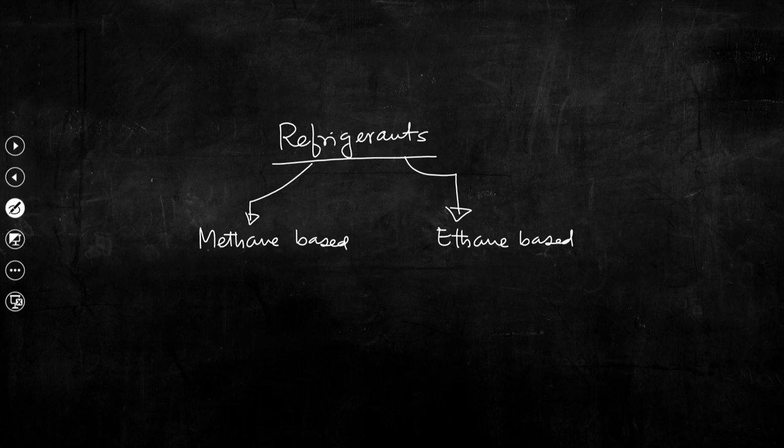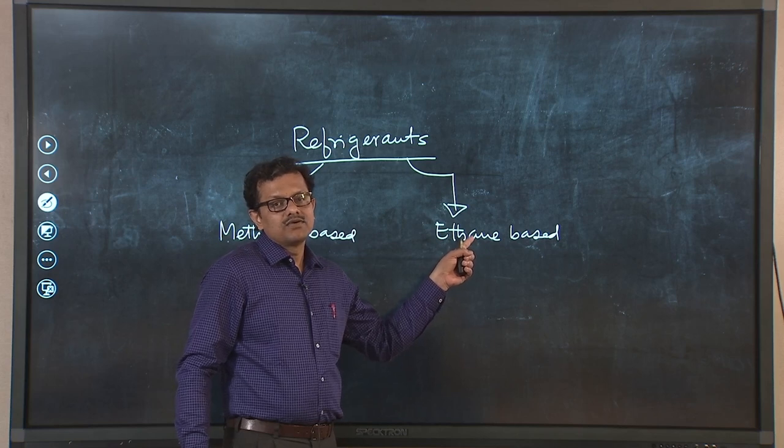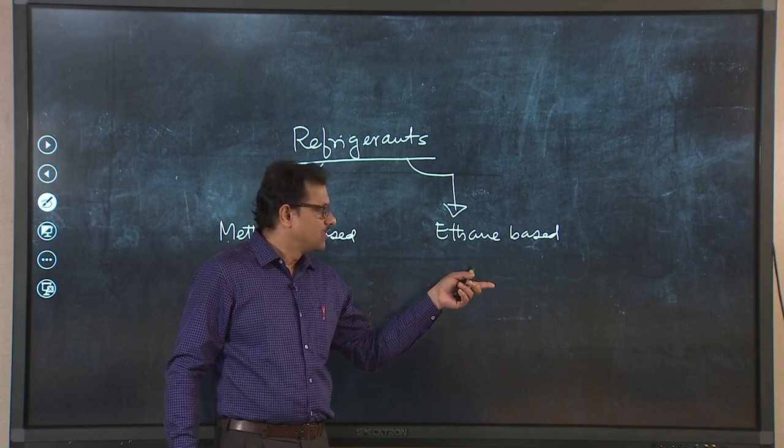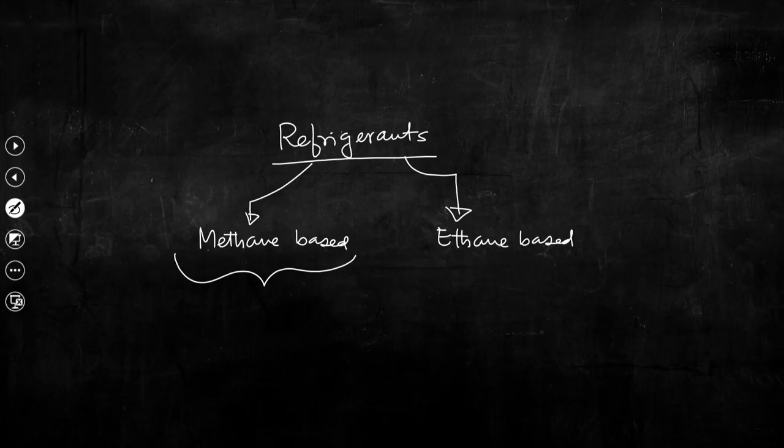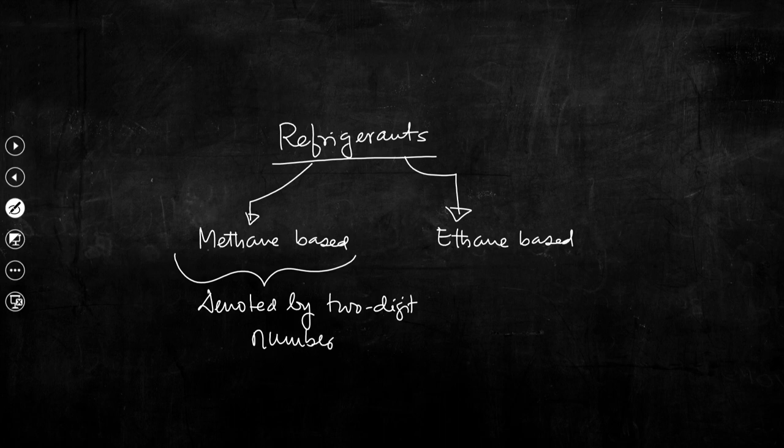As I said, the refrigerants are halogenated hydrocarbons, marketed under different proprietary names. Whether it is methane based or ethane based, the hydrogen atoms are replaced by several fluorine and chlorine atoms. So, halogens. Now, the methane based refrigerants are denoted by a 2-digit number, while the ethane based are assigned a 3-digit number.